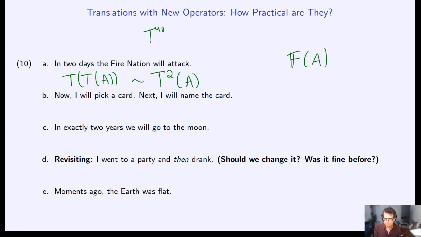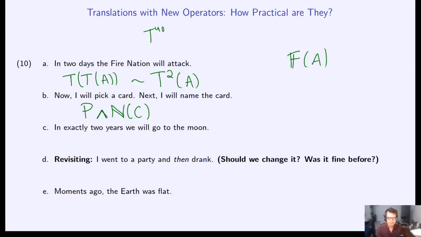So now I will pick a card. At this point in time, there's a card being picked. Let's call this P. Next, I will name the card. There's another event happening, the naming of the card, which we'll call C. But what he's saying is, next, I will name the card. So the best way we could translate this probably is by the next operator. So at the next point in time, the card will be named.